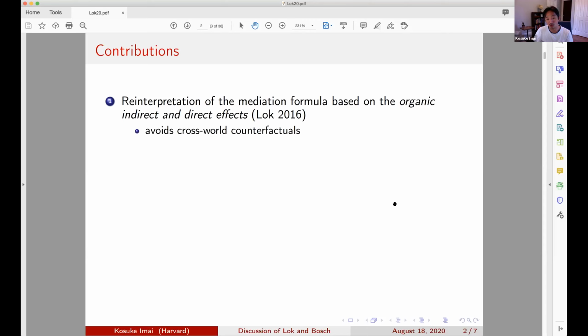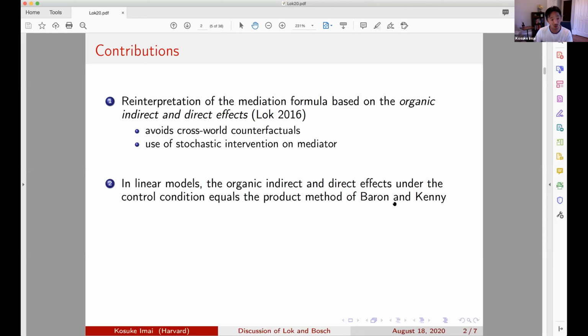It avoids cross-world counterfactuals that I think a lot of people criticized in standard mediation analysis. And most importantly, this uses the idea of stochastic intervention on the mediator. So I think this connects not just to mediation analysis per se, but to much broader applications of this type of method and quantities. She also shows that in linear models, these effects under the control condition equal the product method of Baron and Kenny, which is being used quite a bit in applied research.